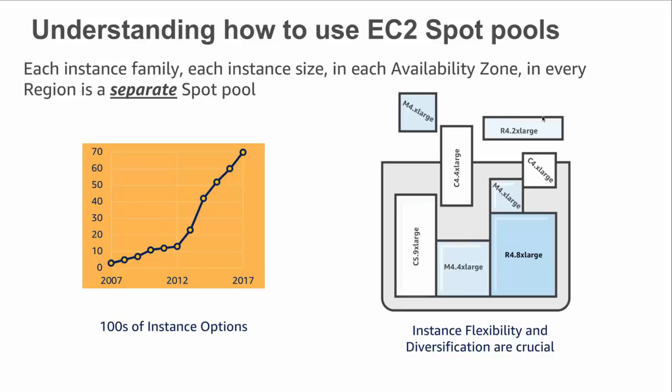You want to think about how many different pools you can tap into, and how you can diversify your workload in order to achieve what you're trying to achieve in terms of compute. Here we can see we're mixing and matching C's and M's and R's, and also mixing and matching sizes: R4 8X, R4 2X. Think about how you can request all these different sizes and allow your work to get done on top of the fundamental platform of compute.